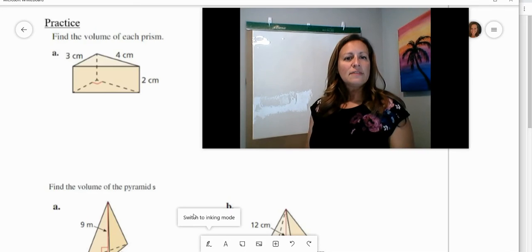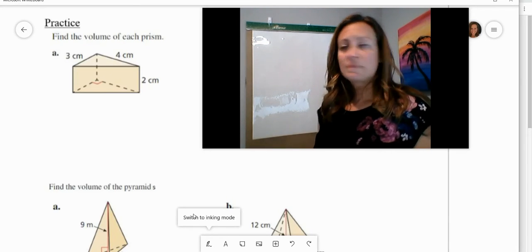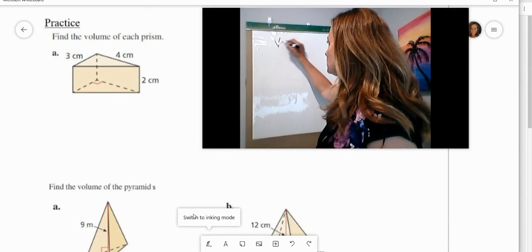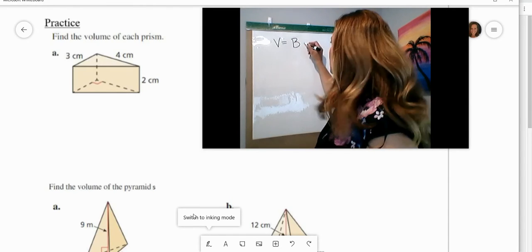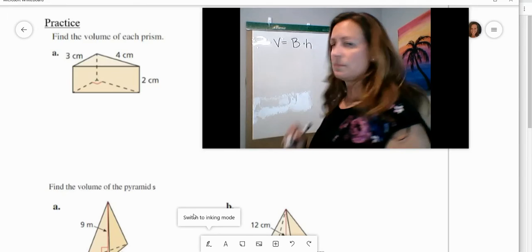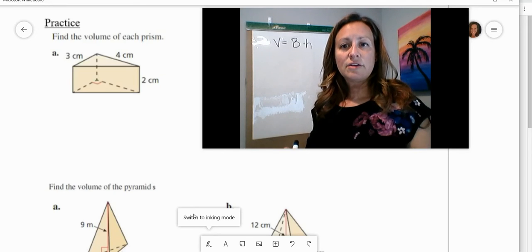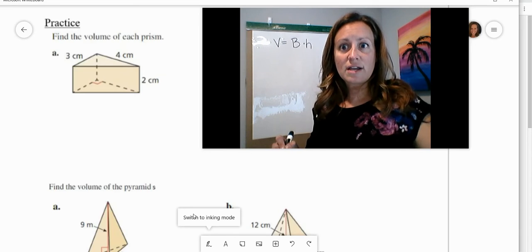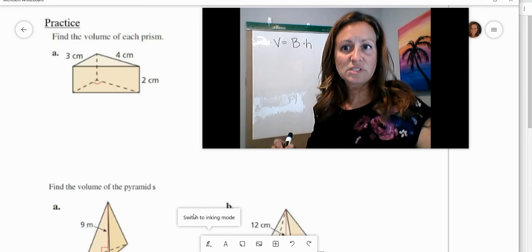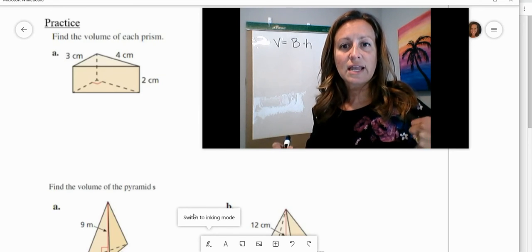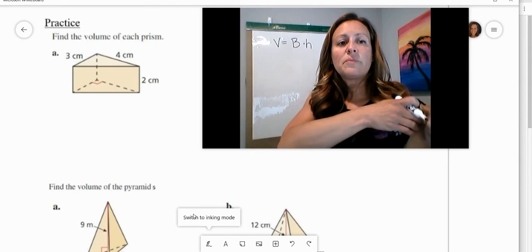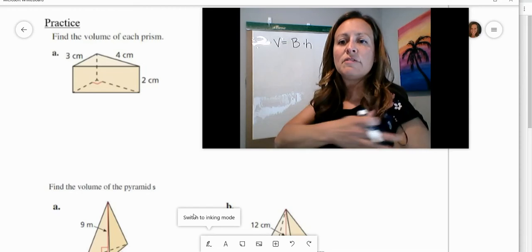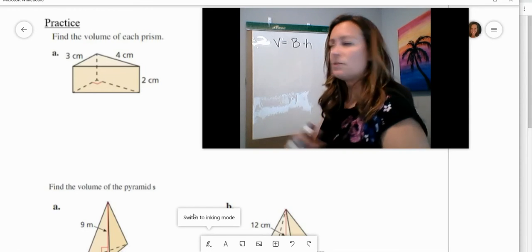Okay, find the volume of this prism. All right, the volume of the prism is just going to be the area of the base times the height of the prism. Now the area of these bases is going to be the area of what kind of figure? What kind of prism is this in part A? It's a triangular prism. So we're going to have to find the area of a triangle.